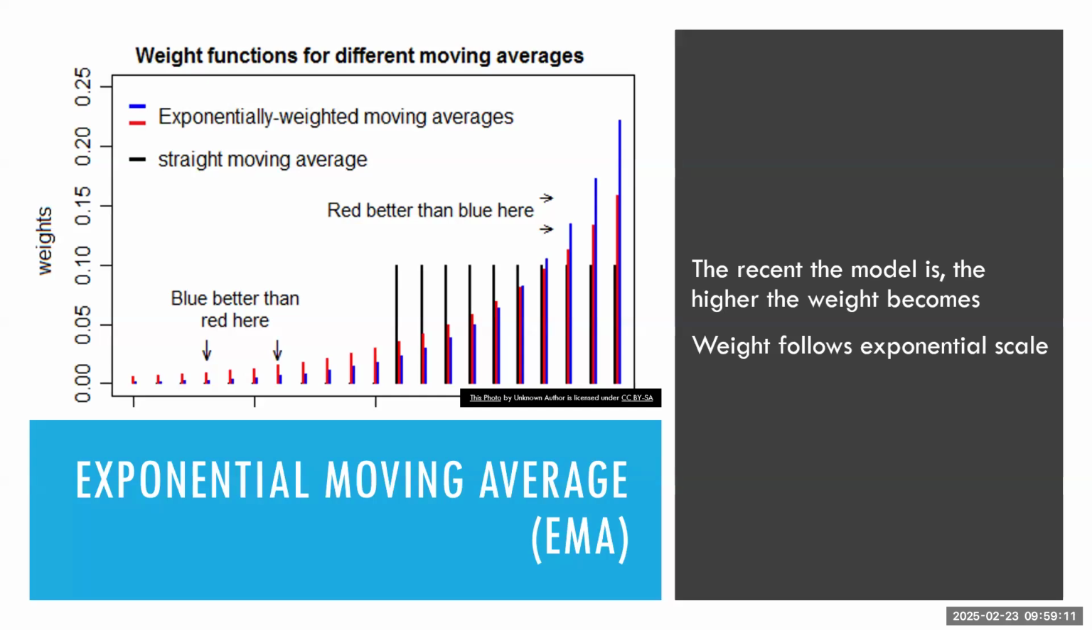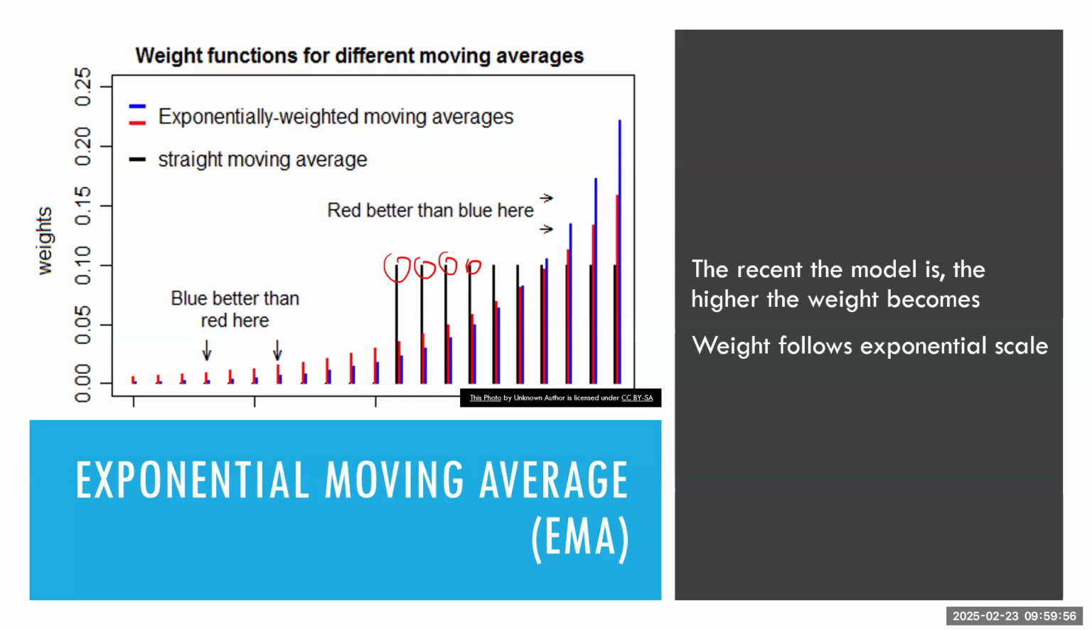A little bit about EMA. There are many ways to weight the moving average, and we have the exponential moving average and the straight moving average. The straight moving average is this black one, where every data point in the same window has the same weight. But for exponential, you have this red and blue. The red has a slow exponential, and the blue is a steep exponential.